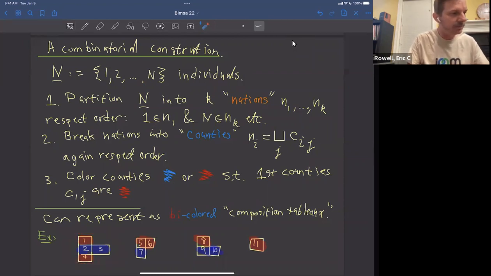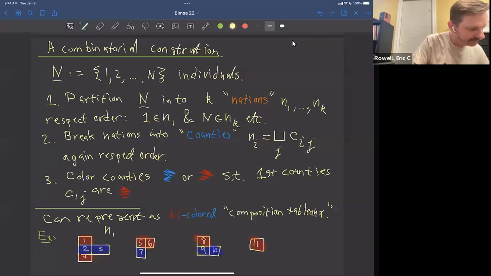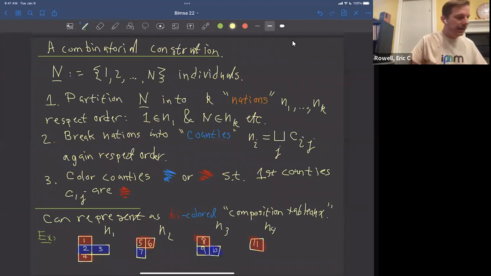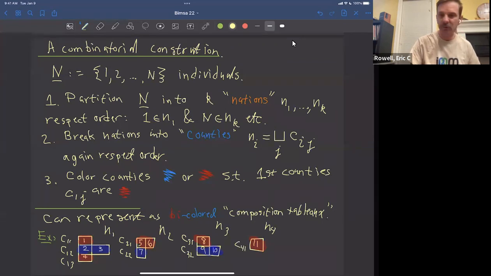So this would be a nation. So I'll put that. We have 4 nations here. And then each nation is broken into counties. So this one here would be C11, C12, C13. So nation 1 is broken into 3 counties. Nation 2, right? So this would be C21, C22, C31, C32, and this is just C41. Okay, so those are the counties. And then we color the first one red automatically. And then we're free to color the rest of them either color, doesn't matter.